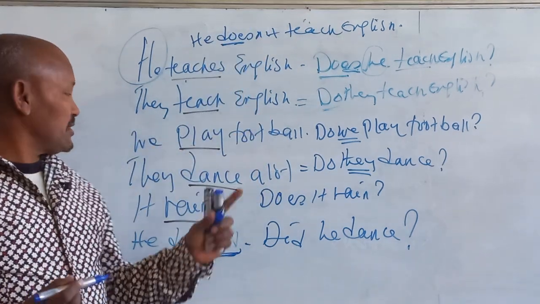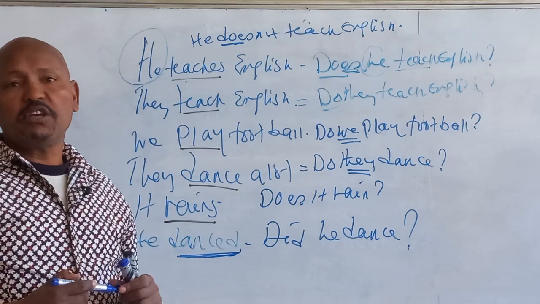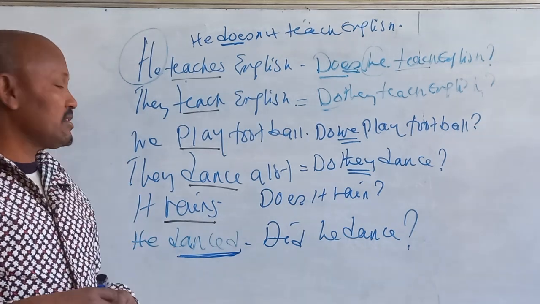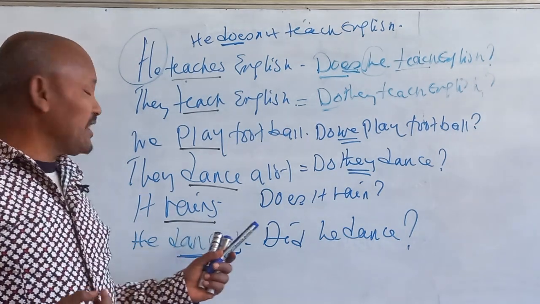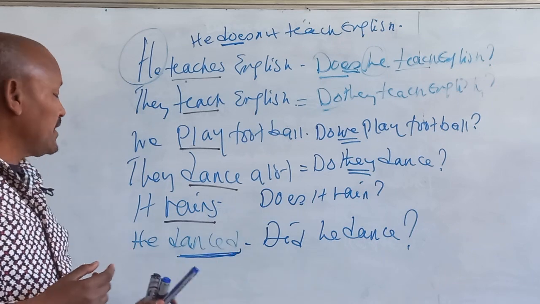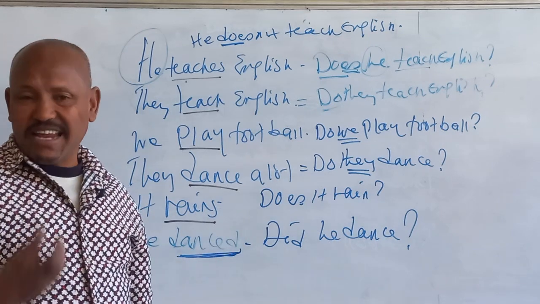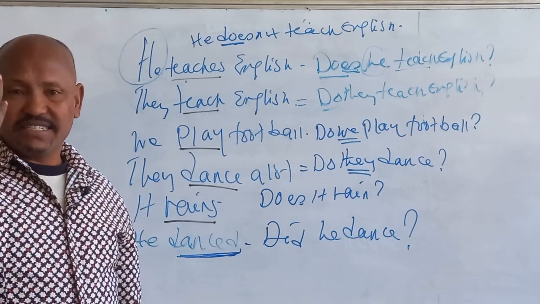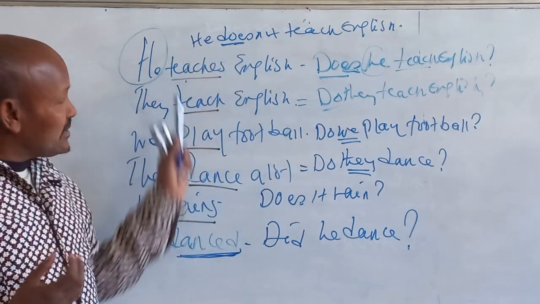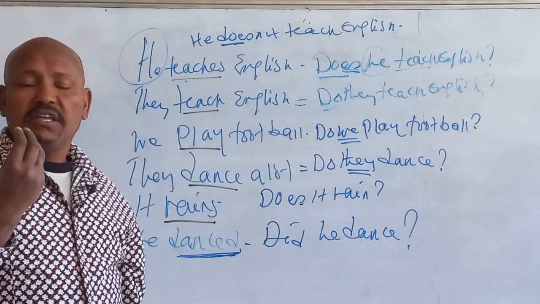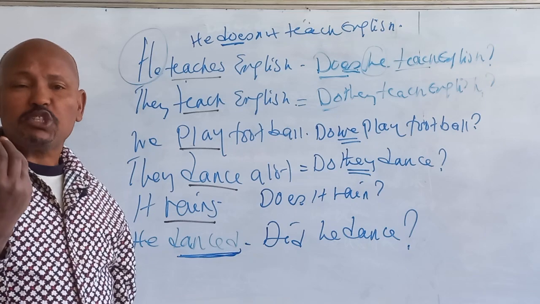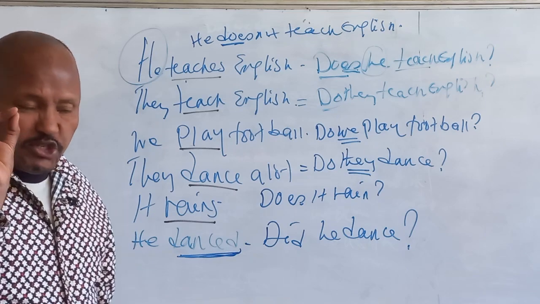They do not teach English. And we play football: they do not play football. And they dance: they do not dance a lot. And it rains: it doesn't rain. And he danced: he didn't dance. He didn't dance. All these are the important uses of the verb to do.